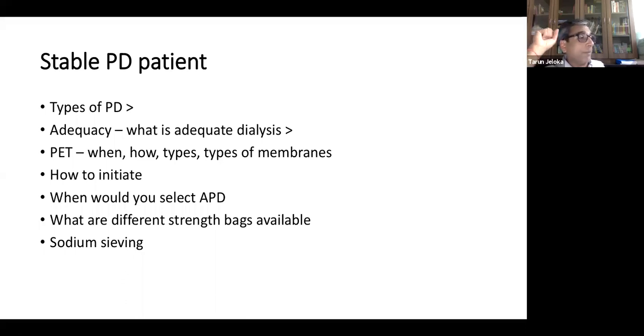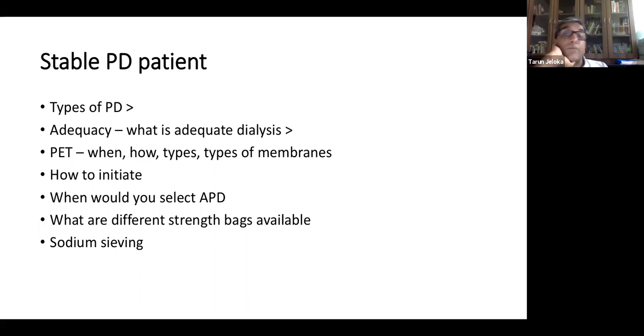How to initiate peritoneal dialysis in a patient. Some of these questions I would like to answer right here because I do not have details. So how to initiate? If a naive patient comes for peritoneal dialysis, what you look at initially is what is the general condition of the patient? How uremic he is, number one.